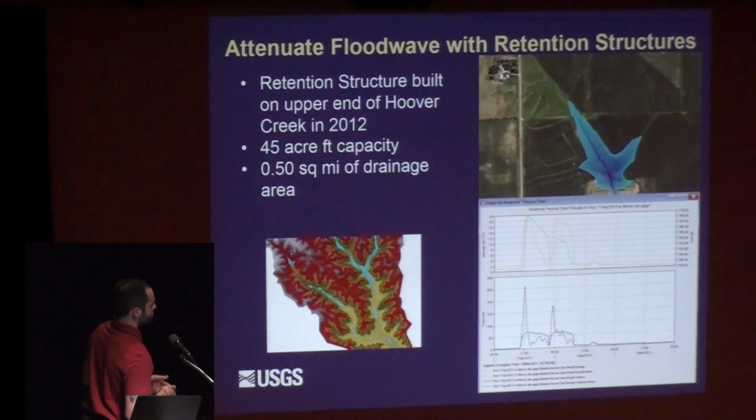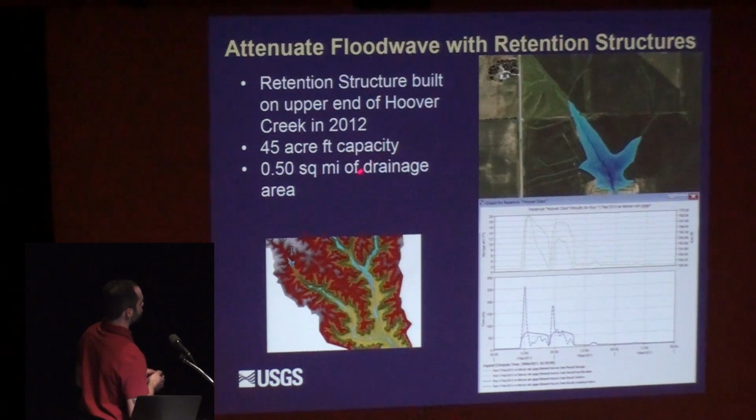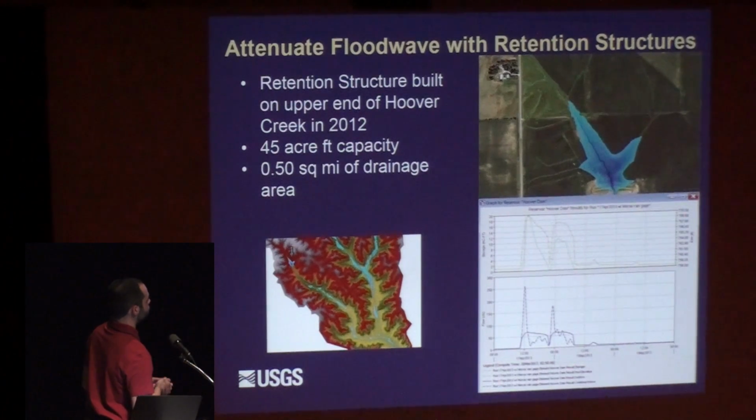They also have utilized measures to attenuate the flood wave. They built the retention structure on the upper end of the Hoover Creek. And so this is that structure. It has a drainage area of 0.5 square miles, and it has a capacity of 45 acre feet. And this is kind of what it does on a runoff model. This is how it attenuates or holds back the high flows.